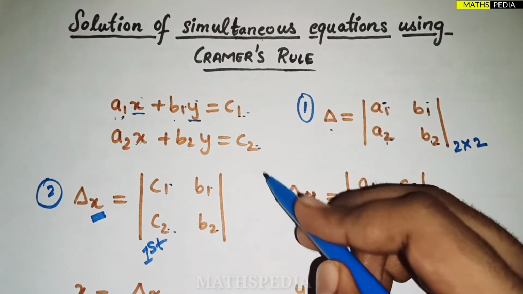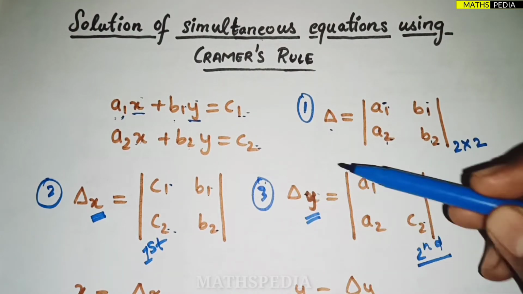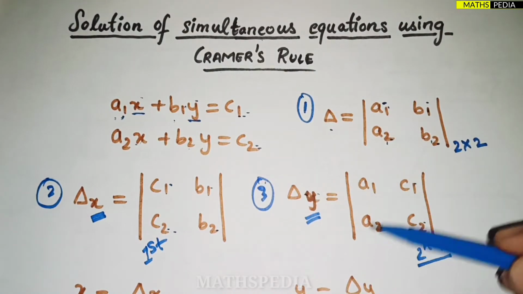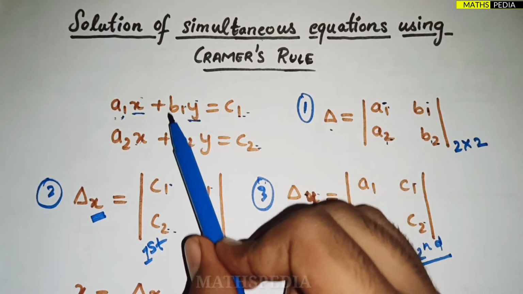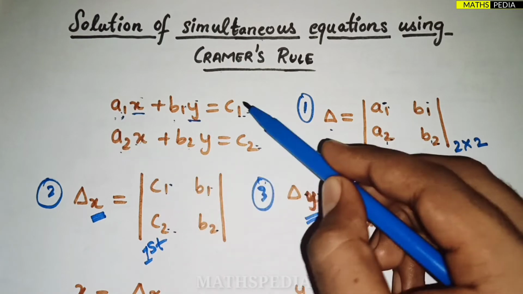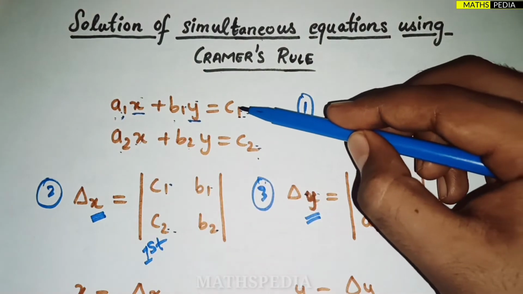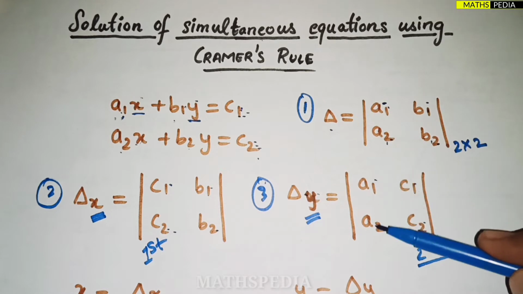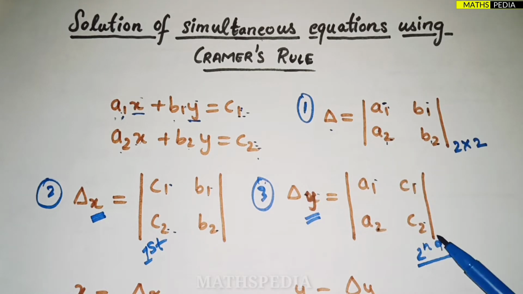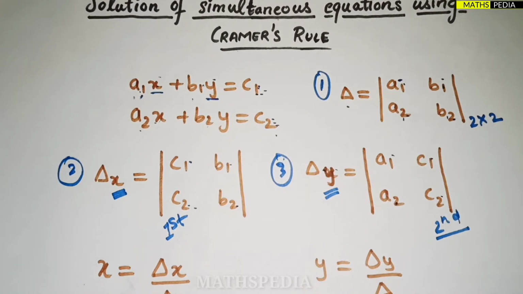Now the third step is that you have to go for delta y. Delta y is again the determinant of what? You have to ignore the y terms. What is left out? a1, a2, c1, c2. As I said before, c1, c2 will be the second column, so what is left out is a1, a2. So all three will be 2 cross 2. For that we have to find the determinant in each case. So these are the three steps.